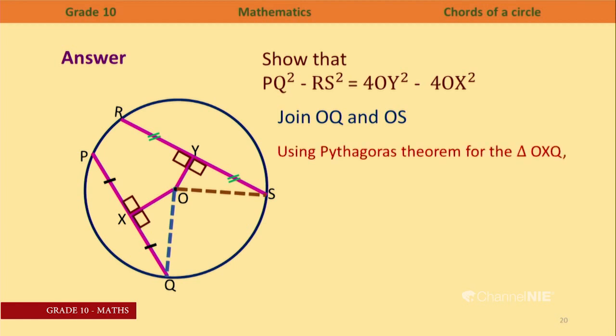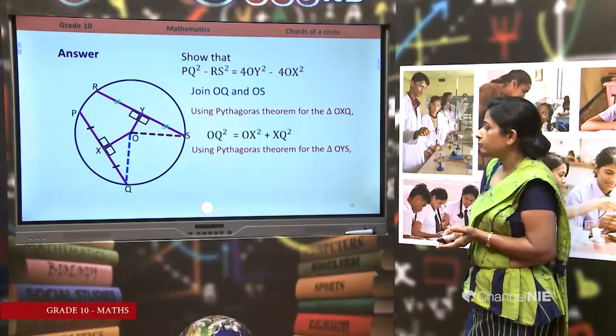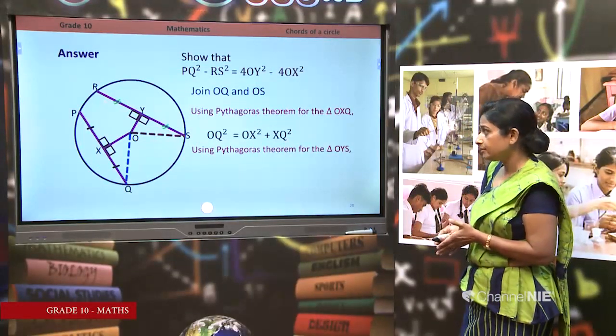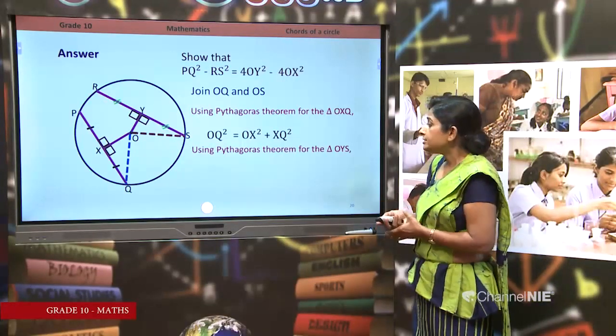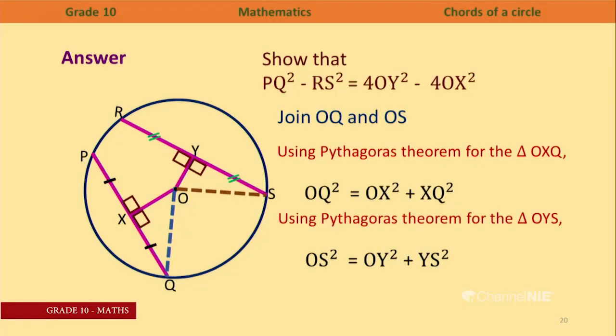Using the Pythagoras theorem for the triangle OXQ, we can make a relationship. What is that? OQ squared equals OX squared plus XQ squared. OQ is the hypotenuse, that is the radius of this circle. Then you can use the Pythagoras theorem again for the triangle OYS. In here also you have to consider the hypotenuse, that is OS. OS squared equals OY squared plus YS squared.